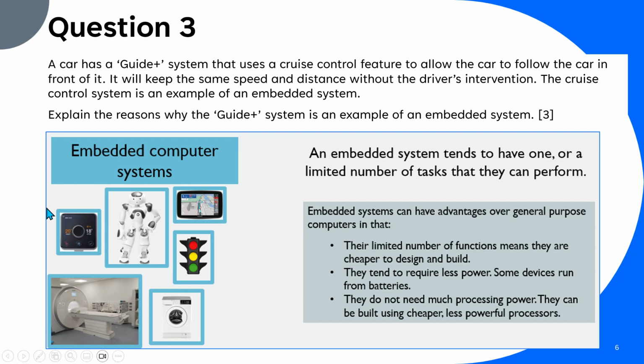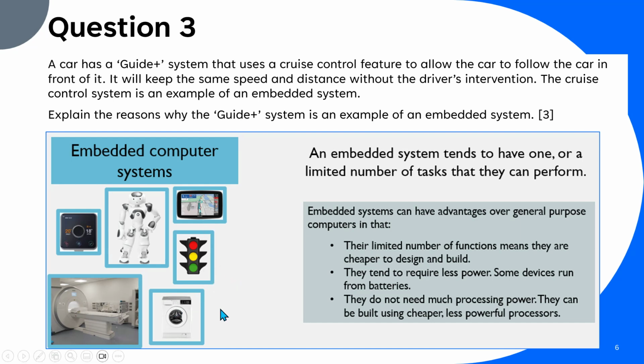Now, if we take a look at some of these examples here, we have the thermostat. Essentially, an embedded system is a system that has one or limited functions. Smart thermostat, heat your house. Sat-nav, guide your way whilst you're driving. Washing machine, wash clothes.